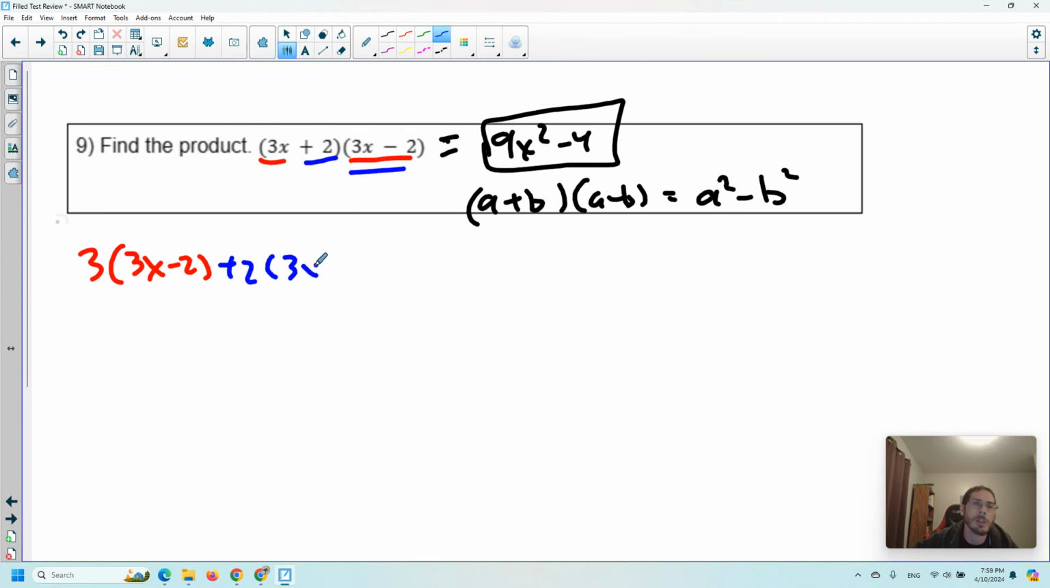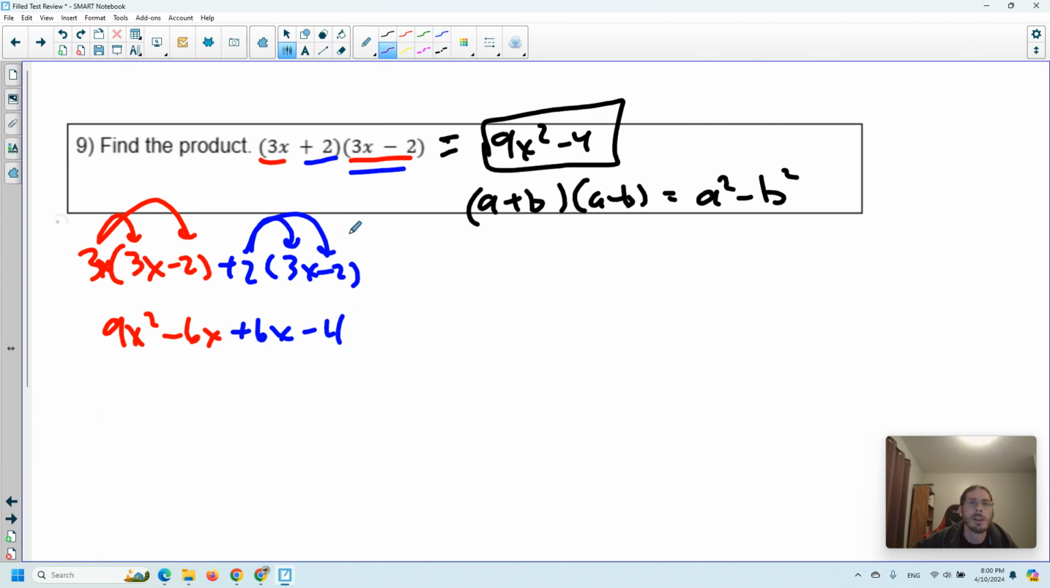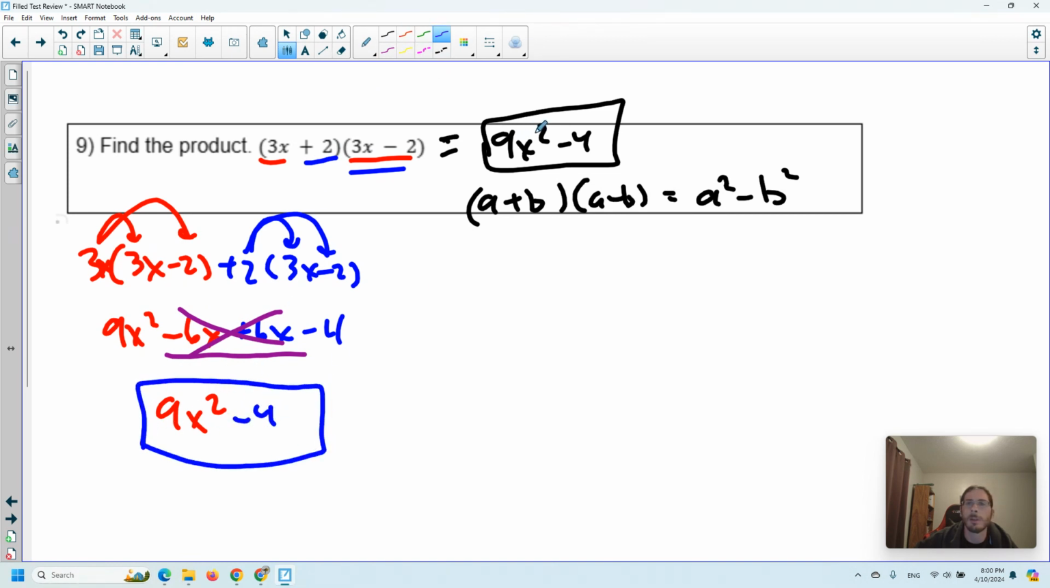So we can double distribute. It's pretty quick. So 3 times 3 is a 3x. 3x times 3x is 9x squared. 3x times minus 2 is minus 6x. 2 times 3x is positive 6x. 2 times negative 2 is negative 4. And again, for this special trick, the middle terms are always going to cancel out to 0. So we get 9x squared minus 4. So again, it doesn't matter whether you go super fast and just do it with the trick, or whether you take the time to multiply out with either the distributive property or the boxes. Both of them will work out.